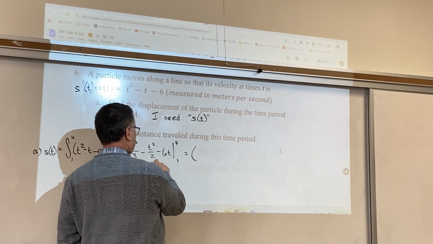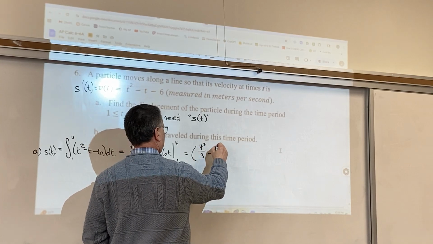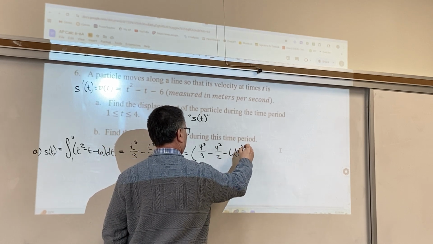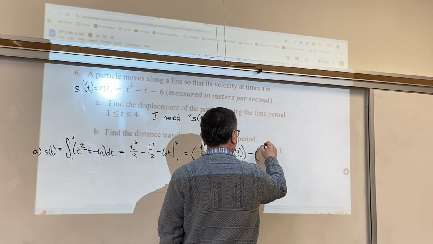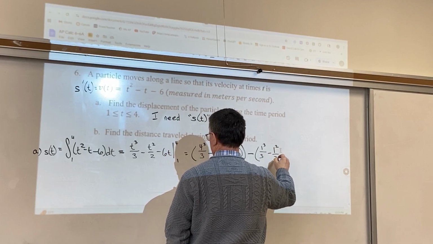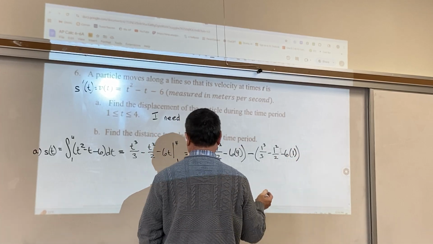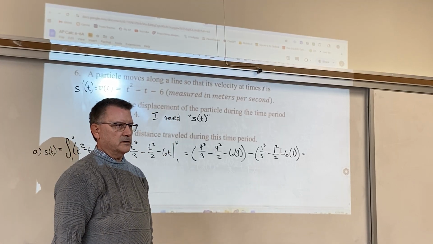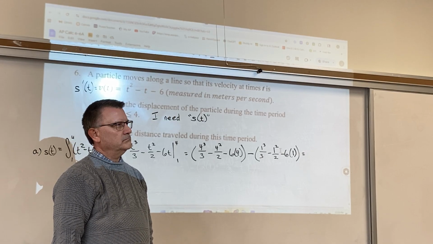Let's see what the value is. I want to first take these three terms and plug in 4. So 4 cubed over 3 minus 4 squared over 2 minus 6 times 4. And then I'm going to subtract what comes next, plugging in the 1 for the t: 1 cubed over 3 minus 1 squared over 2 minus 6 times 1. 4 cubed, that's 4 times 4, 16 times 4. 72. No, 74, right?